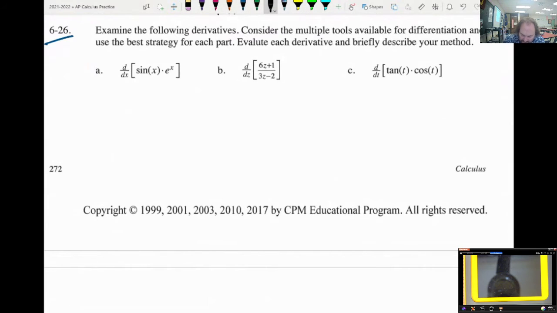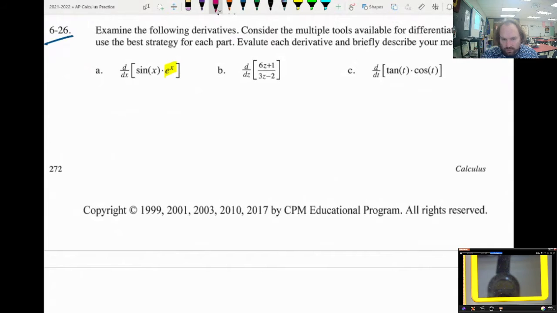We have added e to the x to our arsenal at this point. We haven't done it yet in my real life recording this video, but we will have done it in class by the time you see this, so that'll be nice. That's a nice thing to add to our list.